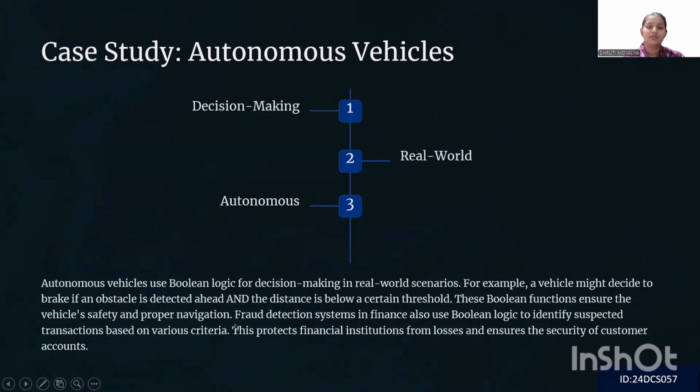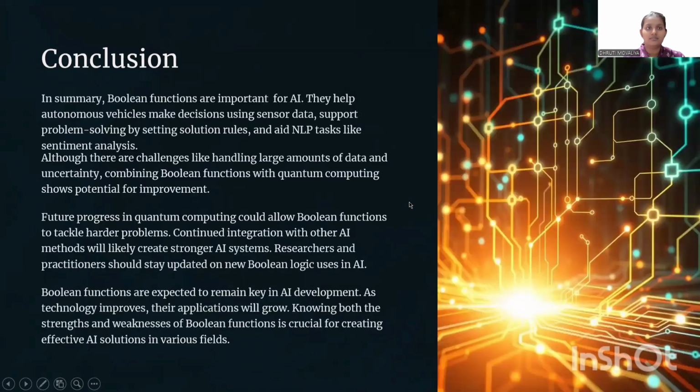Now see the second example, fraud detection systems. Fraud detection systems in finance also use Boolean logic to identify suspected transactions based on various criteria. These protect financial institutions from losses and ensure the security of customer accounts.